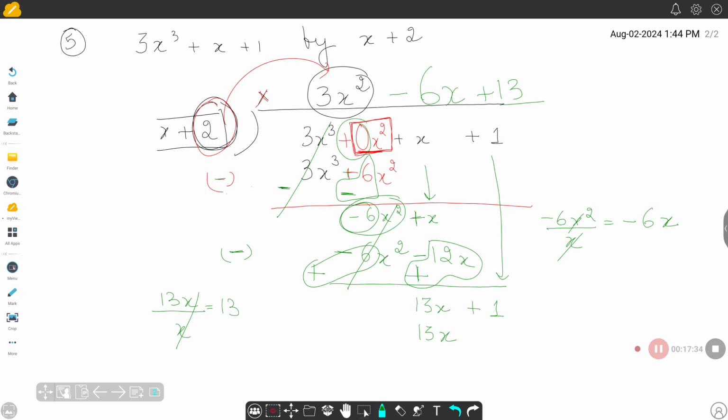Multiply the divisor by this 13. So x into 13 will be 13x, plus 2 into 13 will be positive 26. So minus, cut, minus, because here minus positive becomes minus. So positive 1 and minus 26 will be minus 25. That is the remainder. So the remainder of this question is minus 25, and the quotient is 3x square minus 6x plus 13.